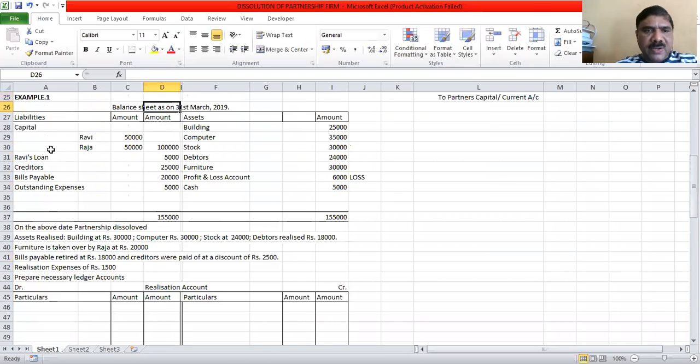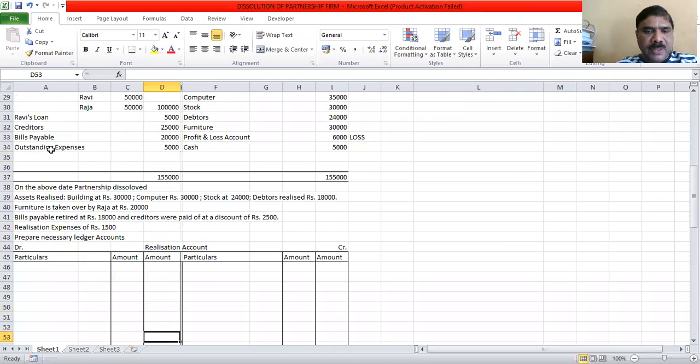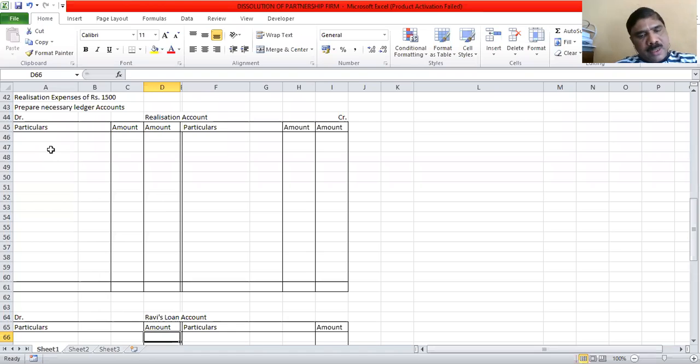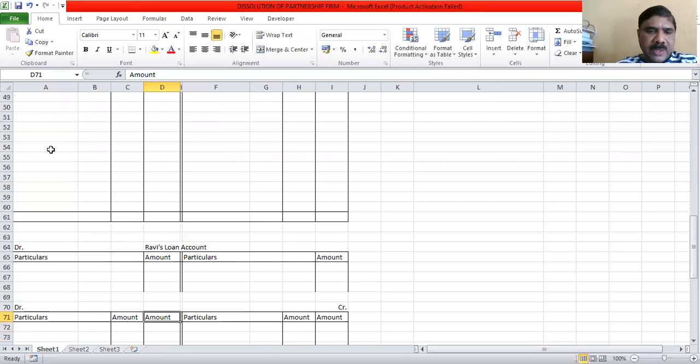Then the next account you have to prepare is the capital account. If there is a current account, you have to prepare that, but we don't have a current account. We will be preparing the partners' capital account.